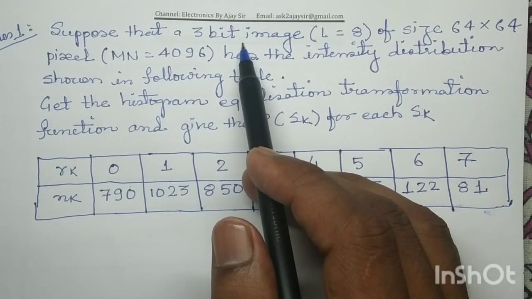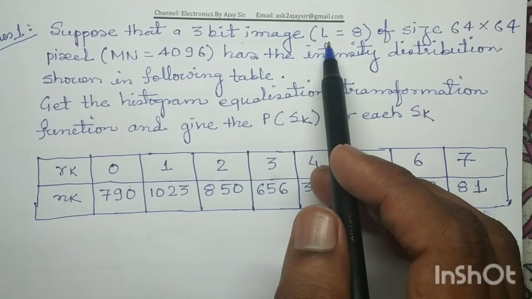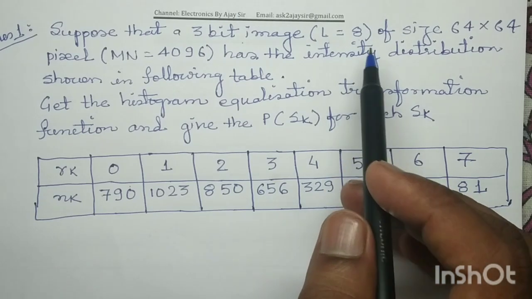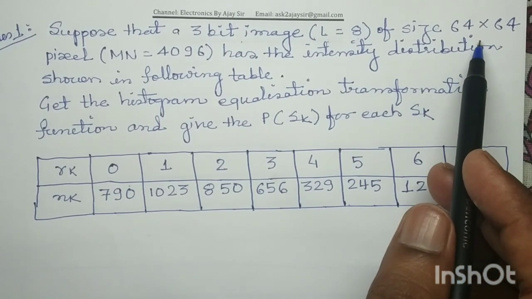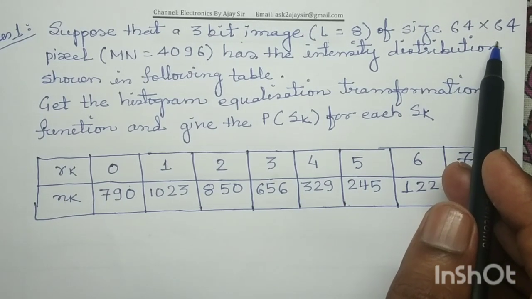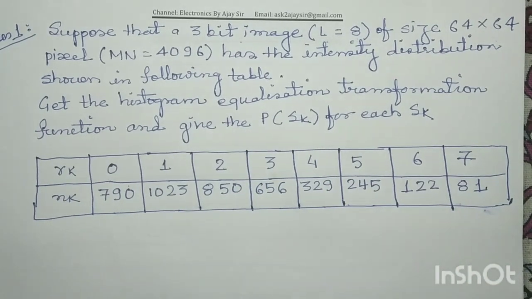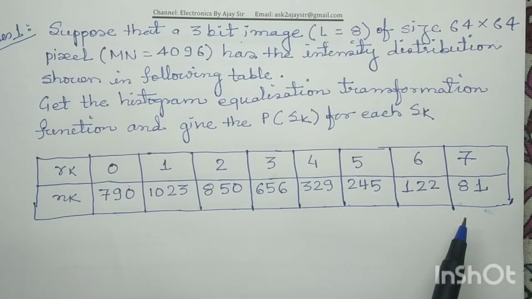So if it is a 3-bit image, it means n is equals to 3, the number of grayscale 2 to the power n, so L is equals to 8. The size of this image is given 64 cross 64, and for an image of 64 cross 64, the total number of pixels in it is 4096. And for this image we have this pixel distribution, and on this pixel distribution we have to perform the histogram equalization. So let's start this problem.